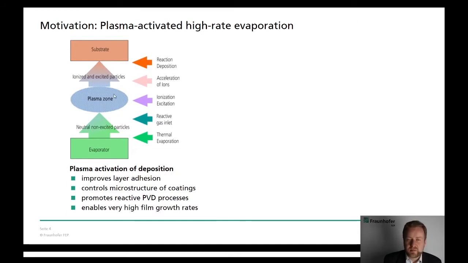So these particles, as well as the reactive gas particles, are excited, ionized, or dissociated. They gain additional energy, and the ionized particles are accelerated in the plasma sheath between the plasma zone and substrate. So at the end, the impinging particles have more energy, and one can improve layer adhesion by that. One can control the microstructure of the coating over a very wide range, as we will see later. It's possible to promote reactive PVD processes, and it's possible to use the high growth rates of EBPVD because also the film properties are sufficient.